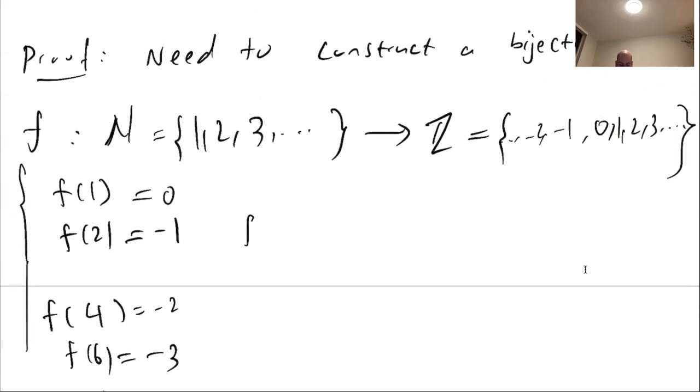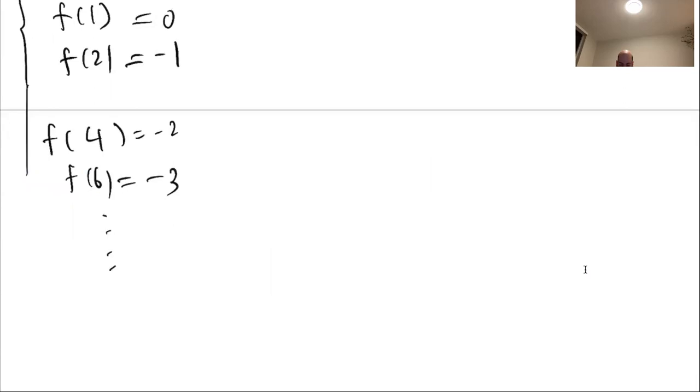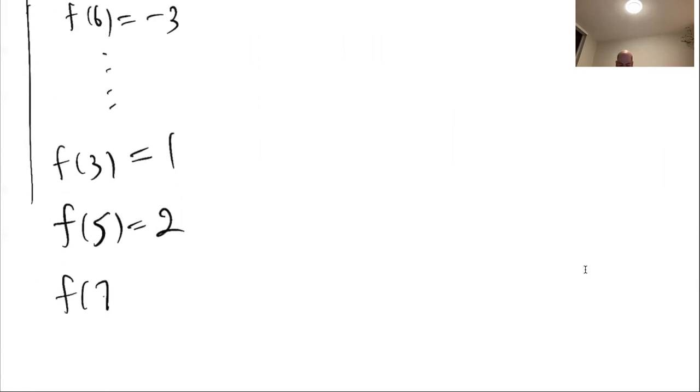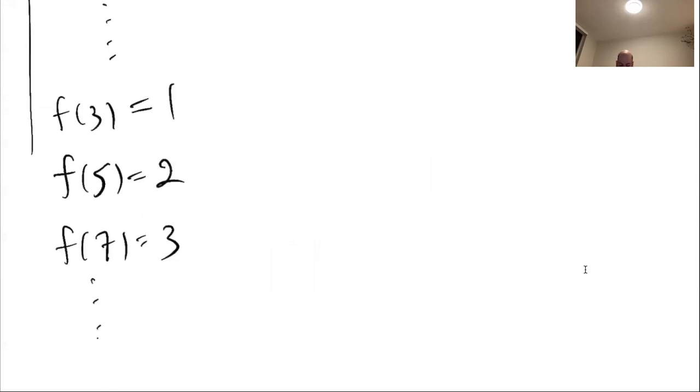Similarly, for the odd integers, the remaining odd integers, because 1 is already used to cover 0, but I still have the rest of the odd integers. So let's say f of 3, I can map it to 1. F of 5, I can map to 2. F of 7, I can map to 3, and so on.